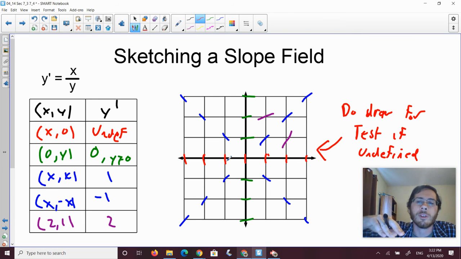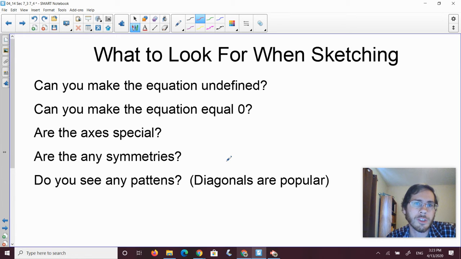Sometimes the second derivative was undefined, but the first derivative was also undefined, and that's why the second derivative was undefined, not because it actually gave you essentially an asymptote, which is what we're going to see. So that's my slope field for that one. So that's x over y. So that's what you want to do when you're sketching.